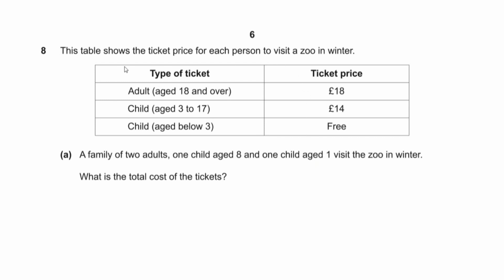Question number 8. This table shows the ticket price for each person to visit a zoo in winter. We've got an adult aged 18 or over costs £18. A child aged 3 to 17 costs £14. A child aged 3 or below is free. Part A. A family of 2 adults, 1 child aged 8 and 1 child aged 1 visit the zoo in winter. What is the total cost of the tickets?